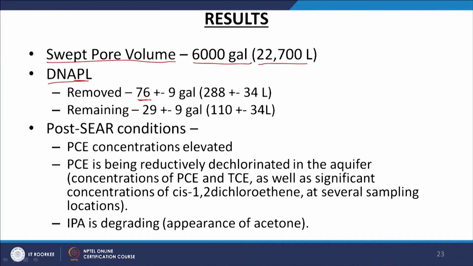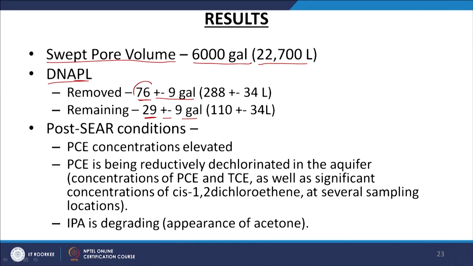And how much NAPL did they remove? Here they removed 76 plus or minus 9 gallons, and they estimate that there are still 29 plus or minus 9 gallons remaining in that particular system, right. So again, you get an idea about the amount of surfactant required to remove DNAPL. Even from our equilibrium calculations, we see that a considerable amount of surfactant has to be pumped through. But if you look at the time period and the relevant control, it's relatively not as difficult as you would presume it to be.